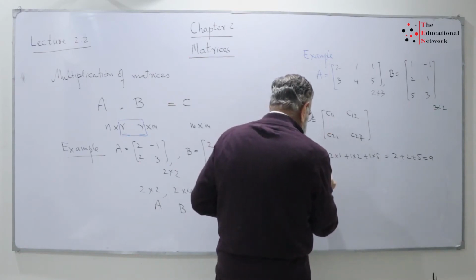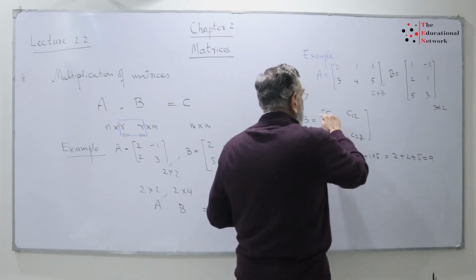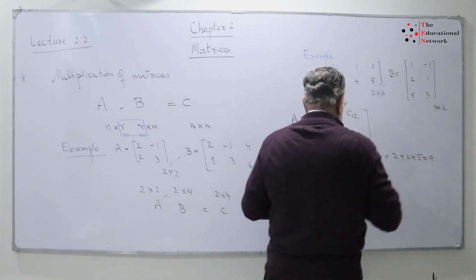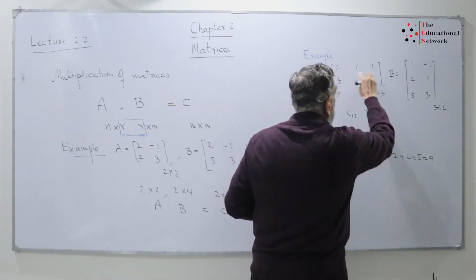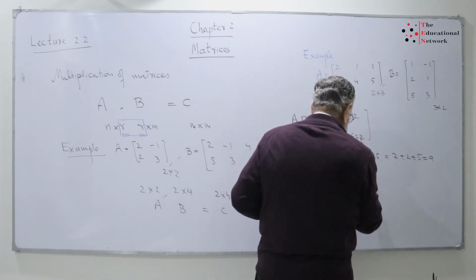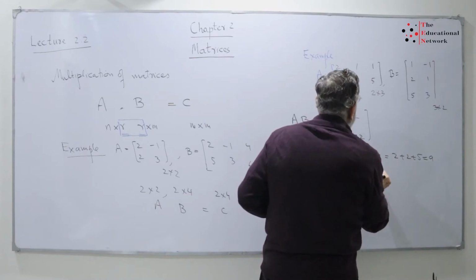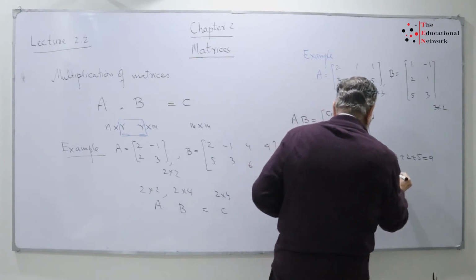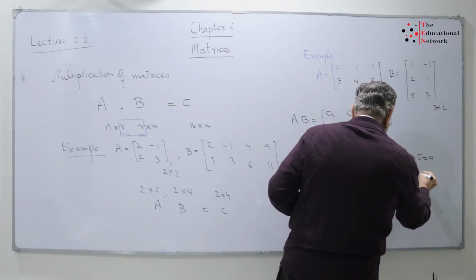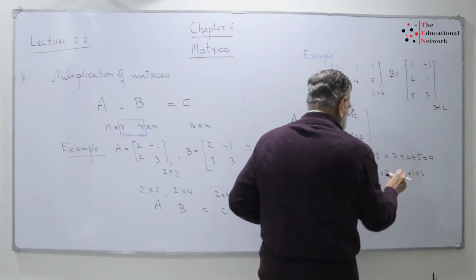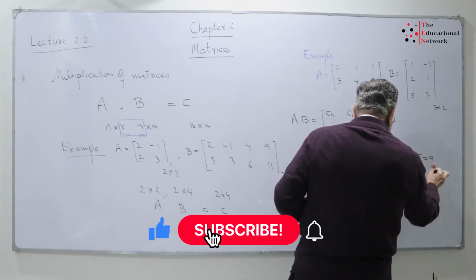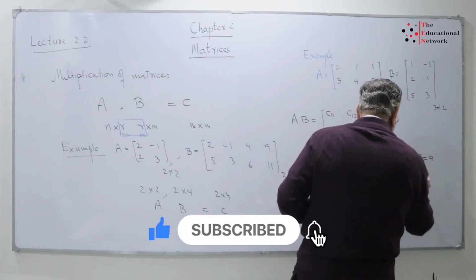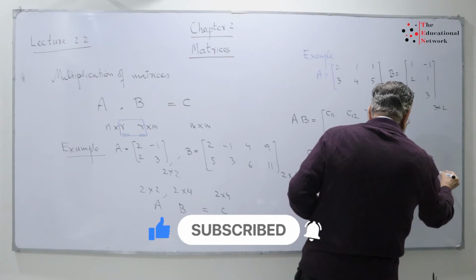C12 is in my first row and second column. So it's 2 multiplied by minus 1 plus 1 multiplied by 1 plus 1 multiplied by 3. So we get minus 2 plus 1 plus 3. So in the second column we get 3.